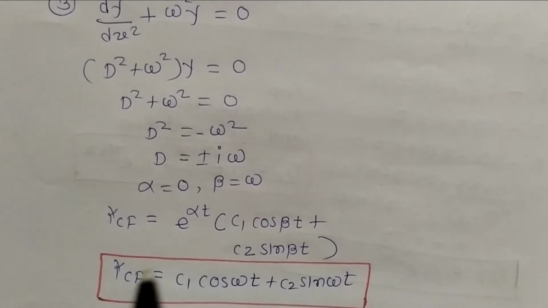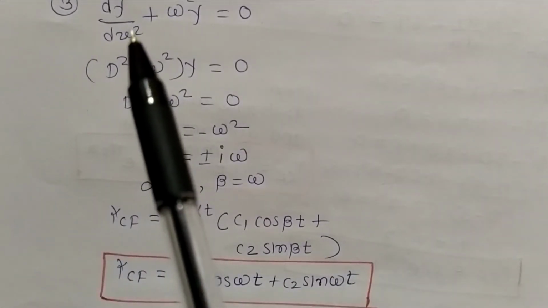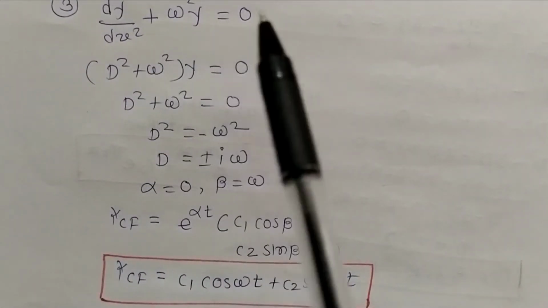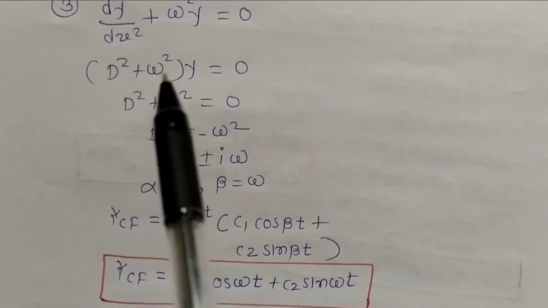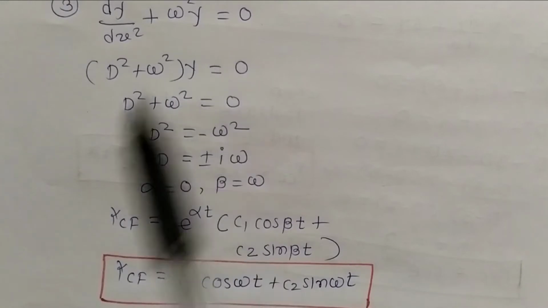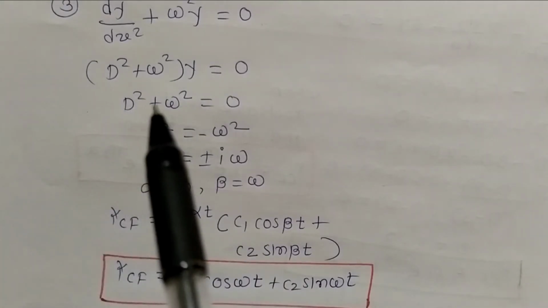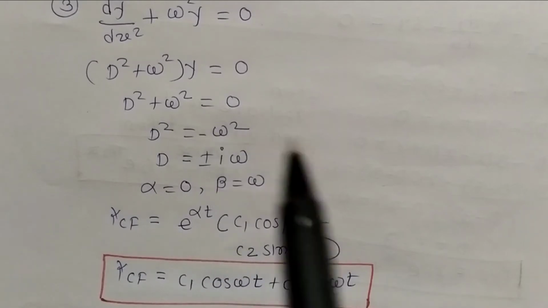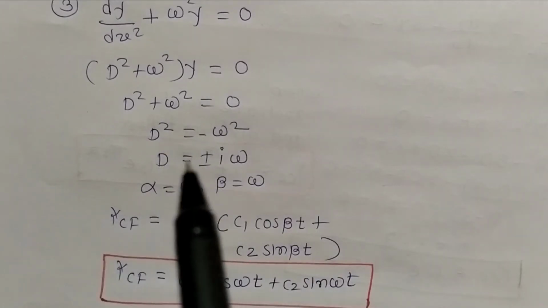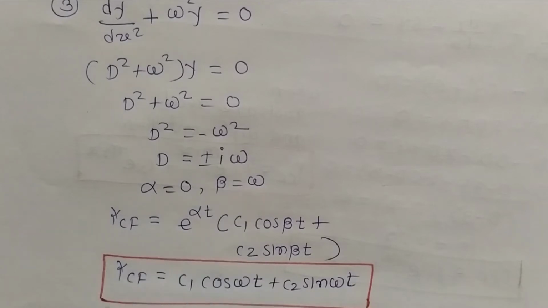So third example is d square y by dx square plus omega square y is equal to 0. So we can write it as d square plus omega square into y is equal to 0. So d square plus omega square is equal to 0. D square is equal to minus omega square. So d is equal to plus or minus i omega. When alpha is equal to 0, beta is equal to omega.